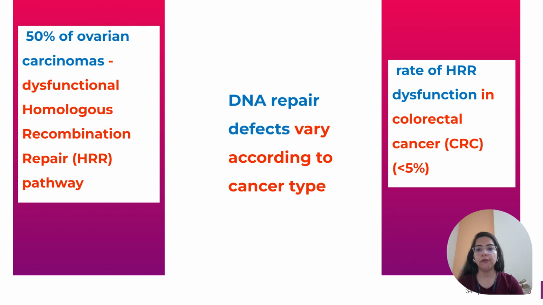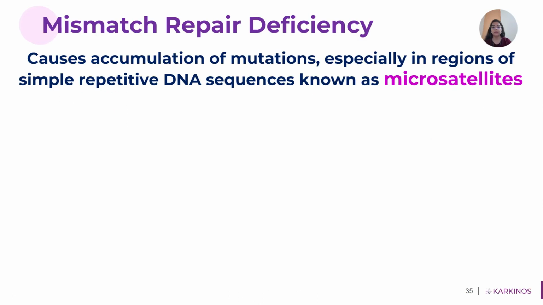Now, this phenomenon of HRD is not prevalent across all cancers. It is mostly prevalent in ovarian cancers. But in colorectal cancer, the rate of homologous recombination deficiency is less than 5%. So these DNA repair defects could vary according to the cancer type, because in colorectal cancer, MMR deficiency is more prevalent, which is the third multi-marker approach that we are going to talk about.